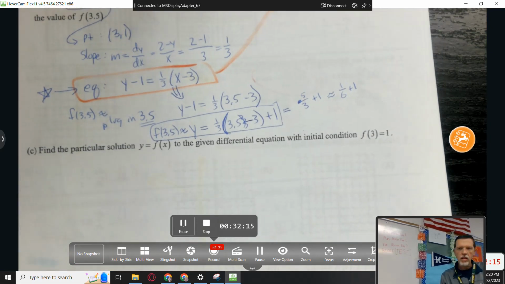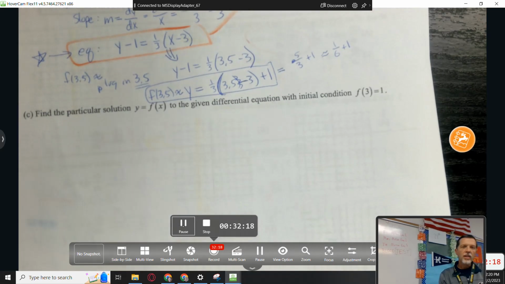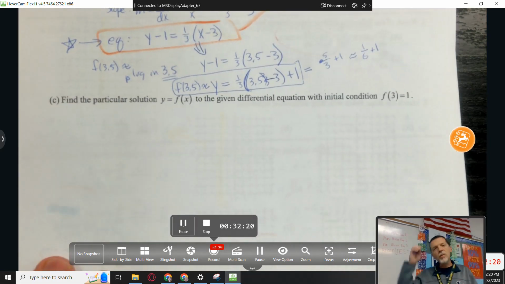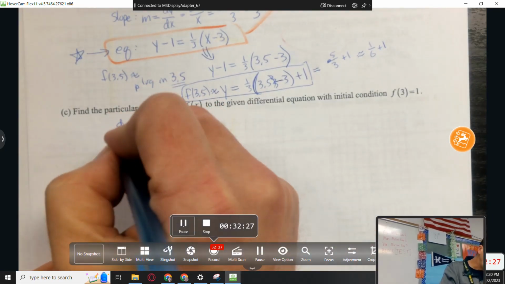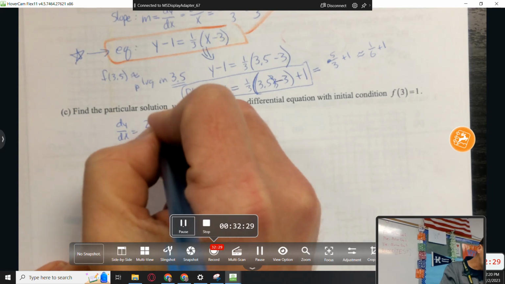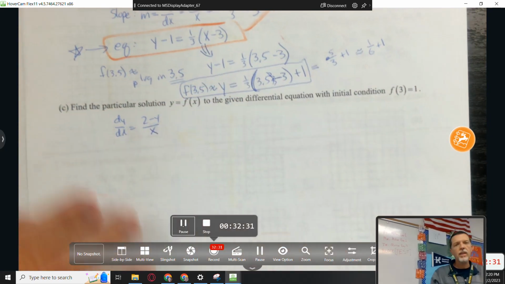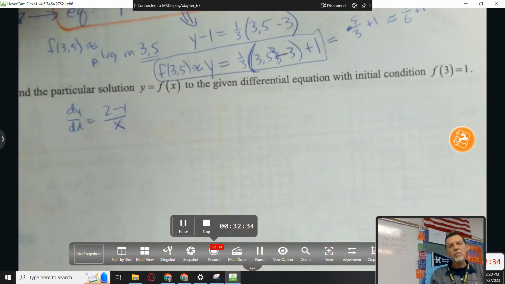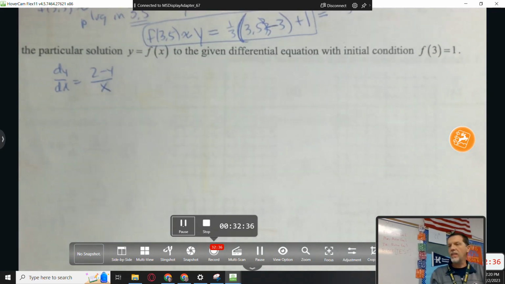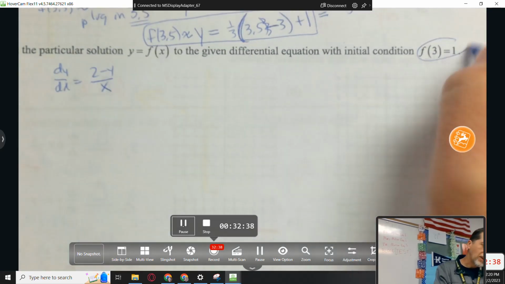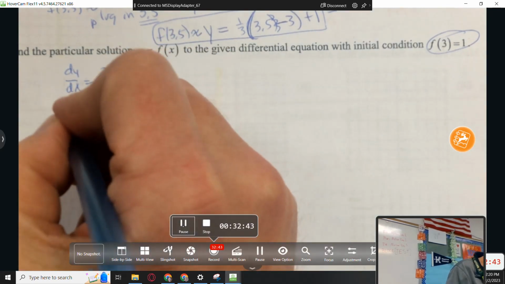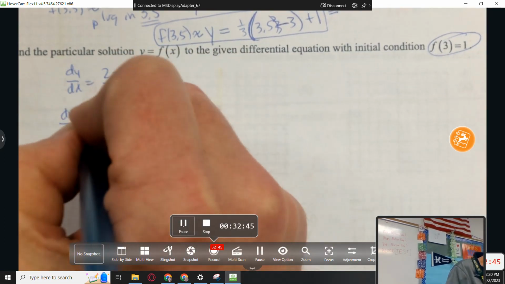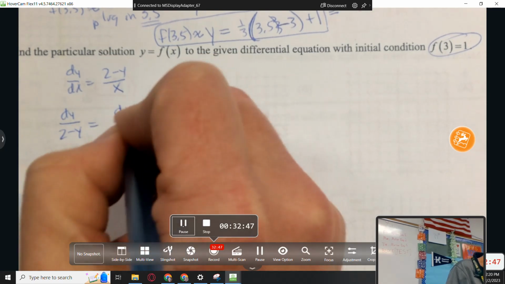All right, last part. Find the particular solution. So this goes back to what we were doing the previous 3 days. dy/dx equals (2 minus y) over x. So this is separate and integrate and then specificate, or however you want to say, use that initial condition. Precisionate. dy over (2 minus y) equals dx over x.